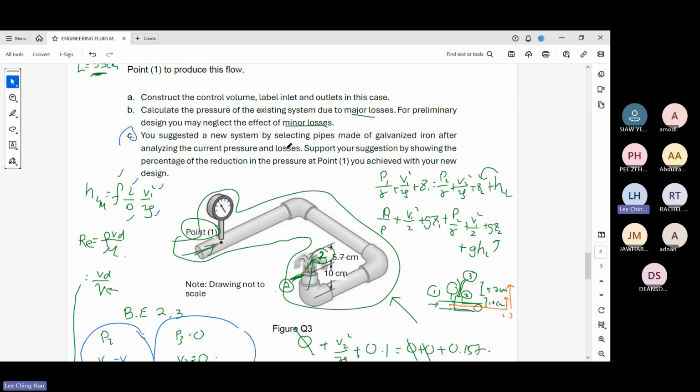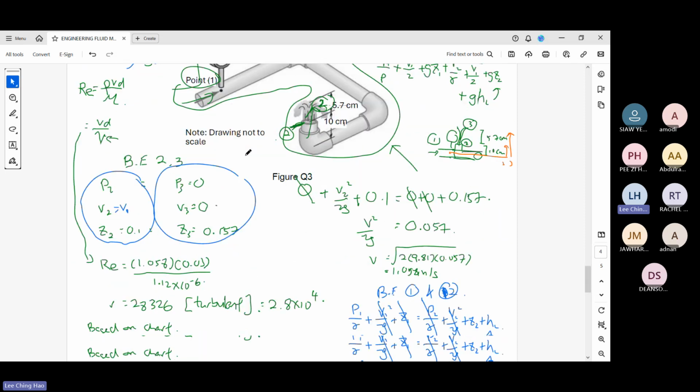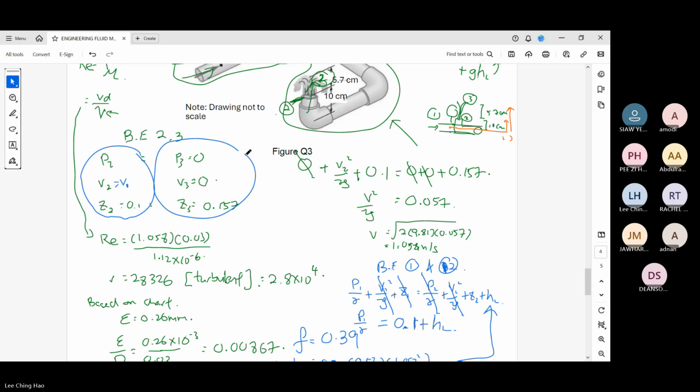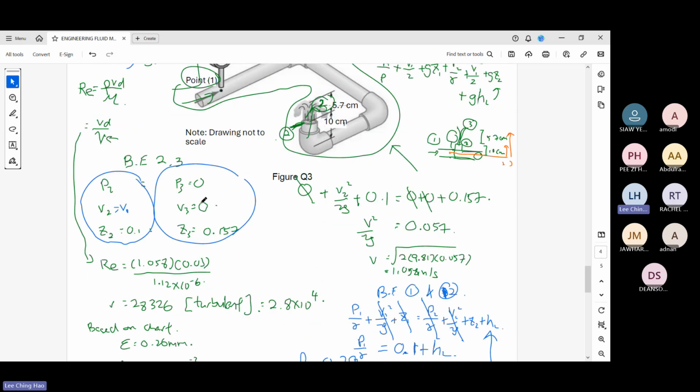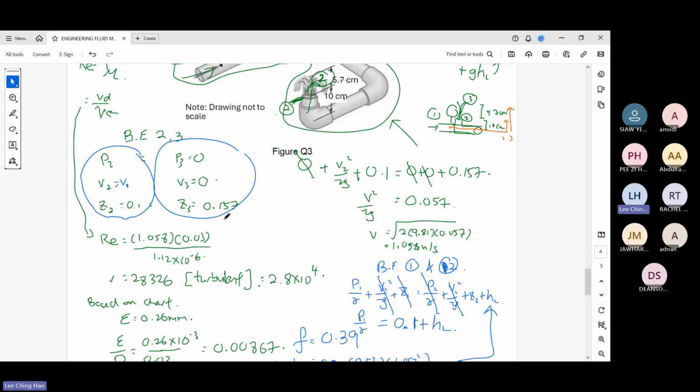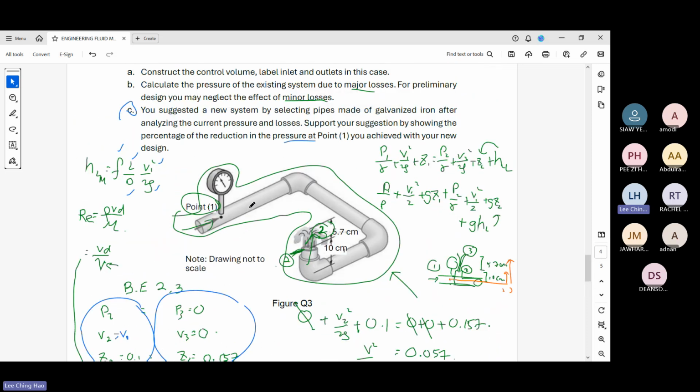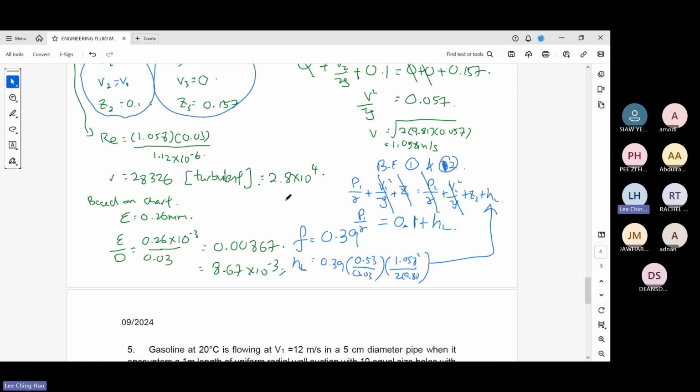Okay, you suggest a new system by selecting the pipe makings by using this galvanized iron. Okay, support your answers showing the percentage of the. So basically, you just redo everything. The rest, everything are same. Every value are same, except this, and therefore this.